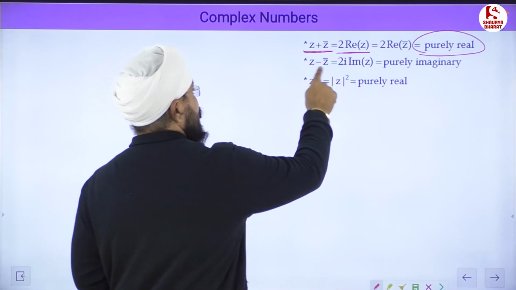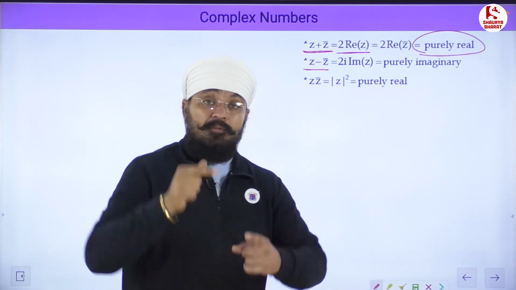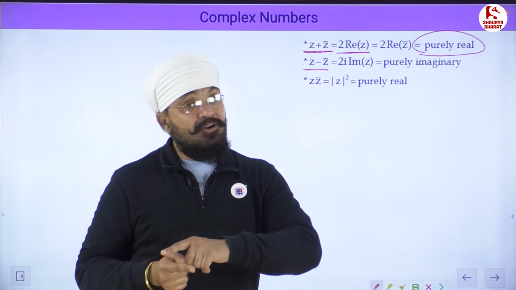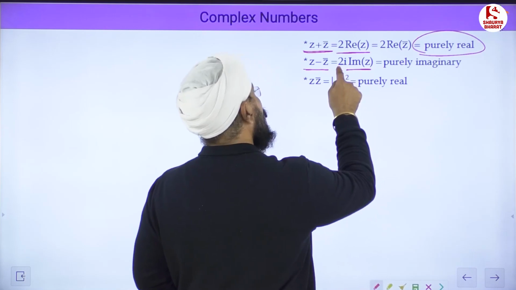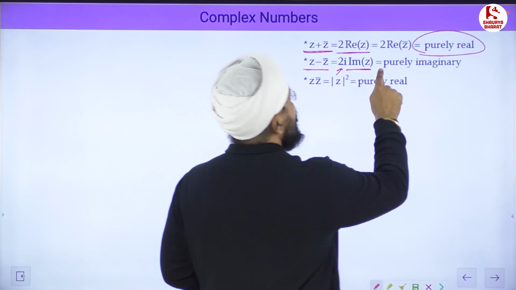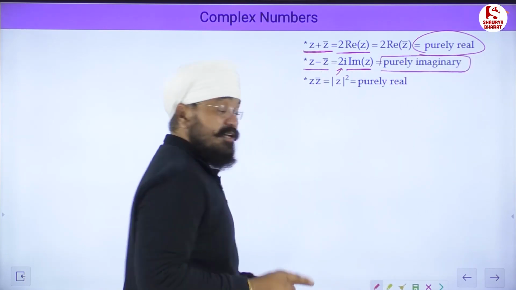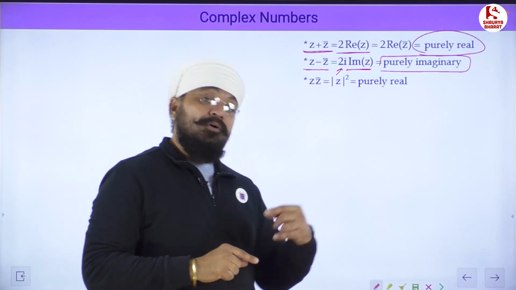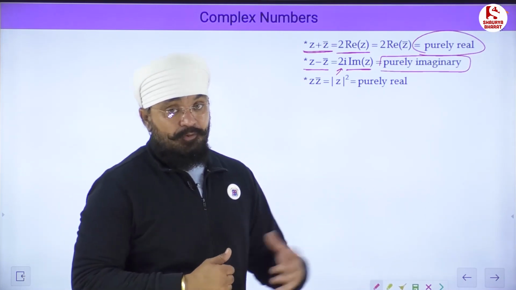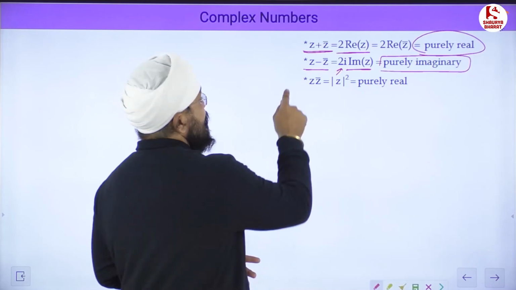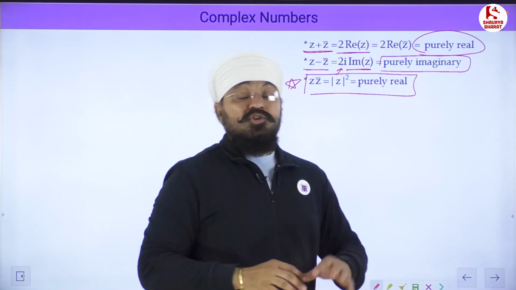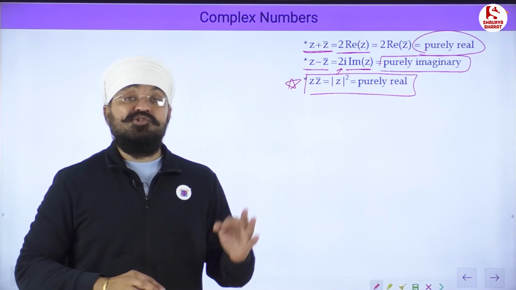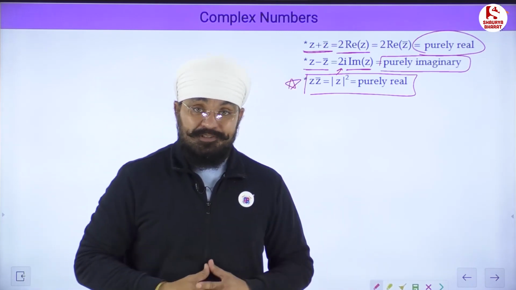The other one is when I take the subtraction. Subtraction means from the complex number, take away the conjugate of the complex number, and we get the imaginary part. Since iota is there, we say it is purely imaginary. So, these are two important properties which we will use. We may get a few questions on these, and we have already studied the third, that is the product of a complex number with its conjugate. So, these are three important properties which you have to remember for solving questions.